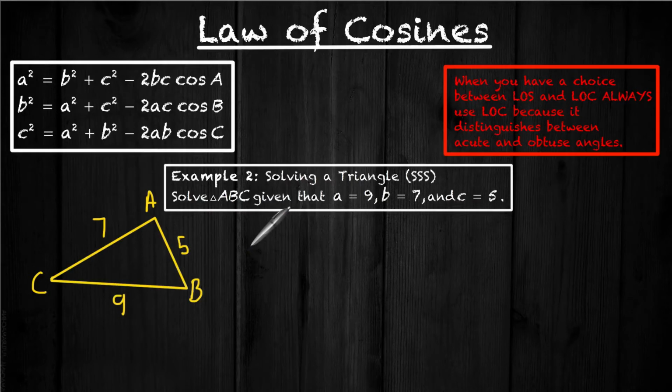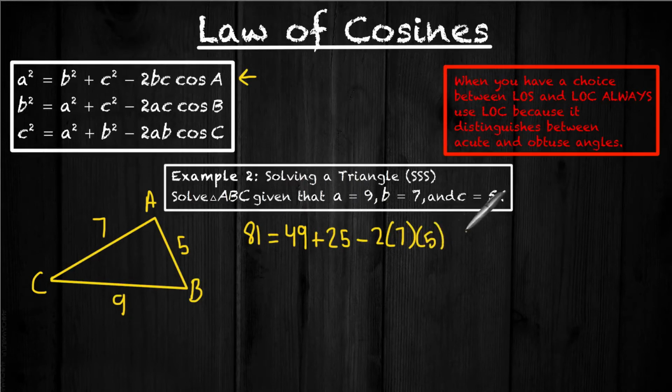So it doesn't really matter where you start. I'm going to start with angle A, and so we're going to use this formula right here. And so A squared is 9 squared, so that's going to be 81, is equal to B squared, which is 49, 7 squared, plus C squared, which is, so nice, real easy numbers, 25. And that's going to be minus 2B, which is 7, and C, which is 5. And once again, we don't know angle A. That's what we're looking for.